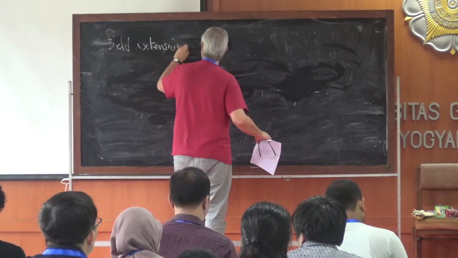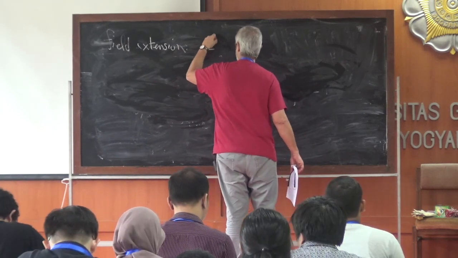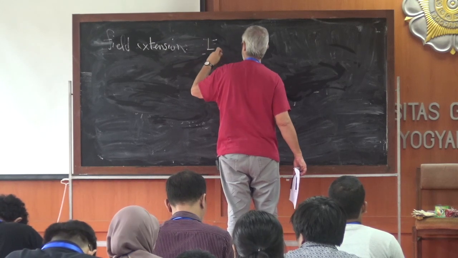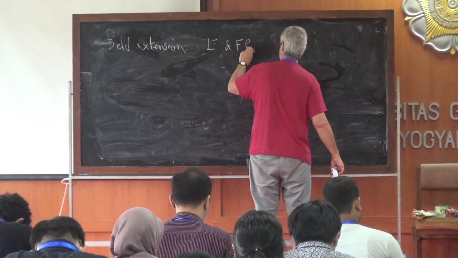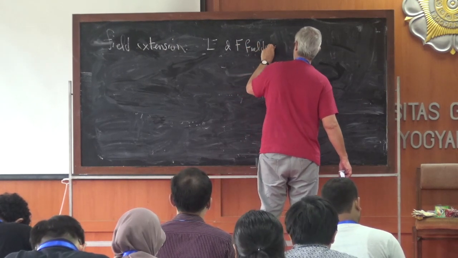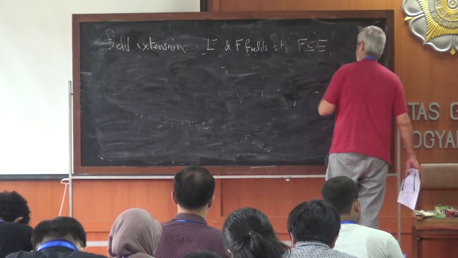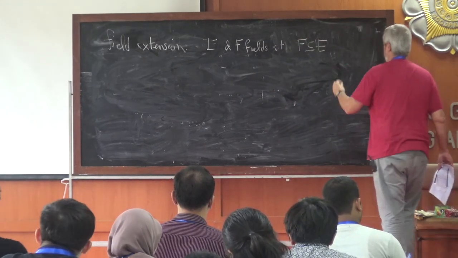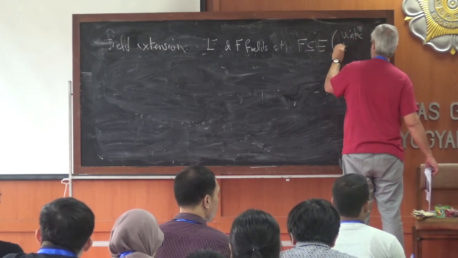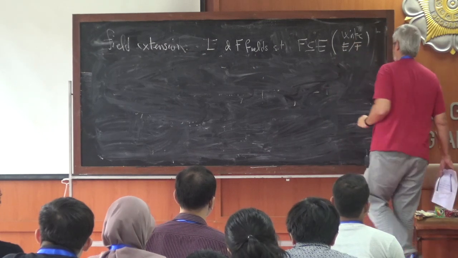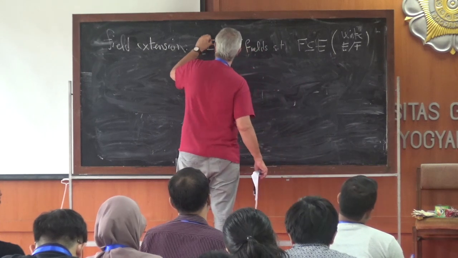So the notion of field extension is the following. It's just the data of two fields, E and F, such that F is containing E. And sometimes one writes E over F.